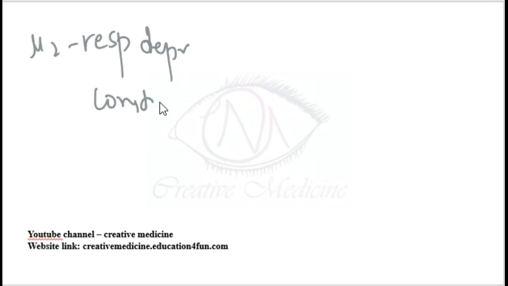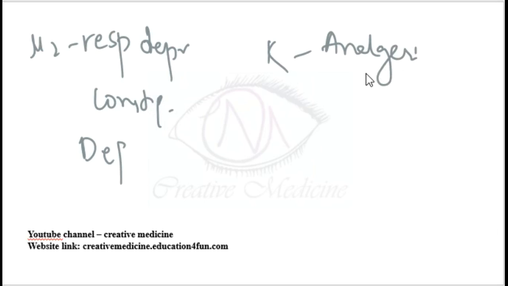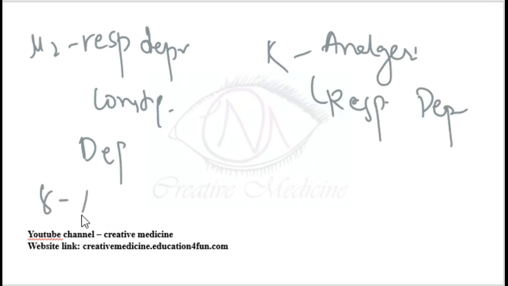On kappa receptors, opioids cause analgesia, that is mainly spinal analgesia. Opioids also cause respiratory depression on kappa. On delta receptors, opioids cause analgesia, that is mainly spinal analgesia.